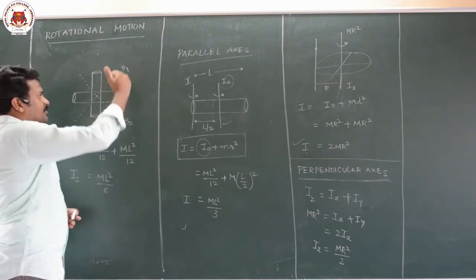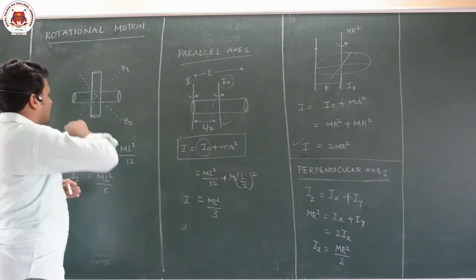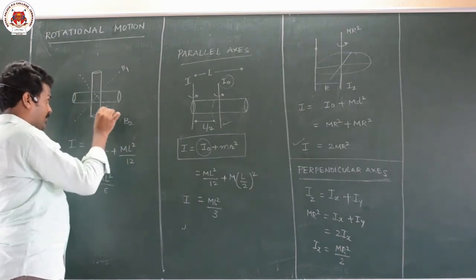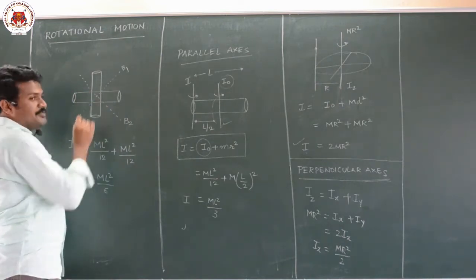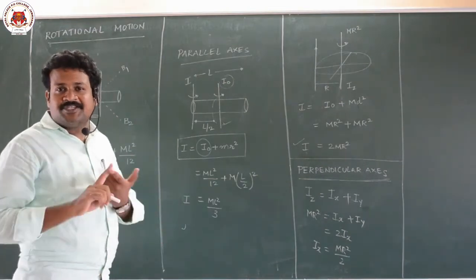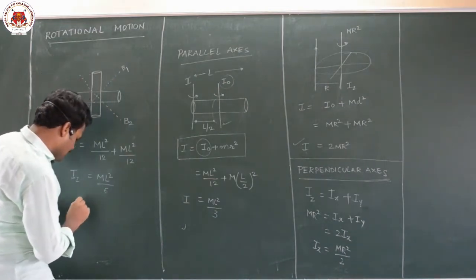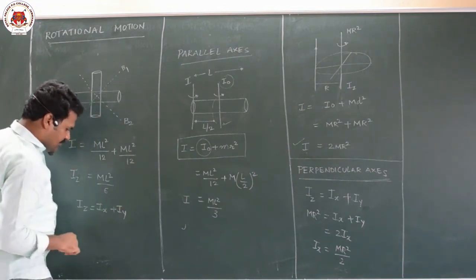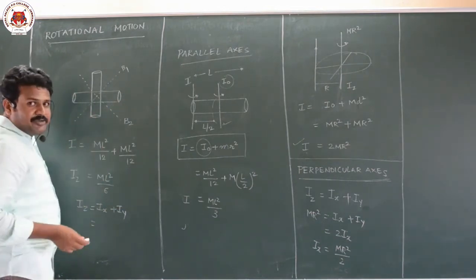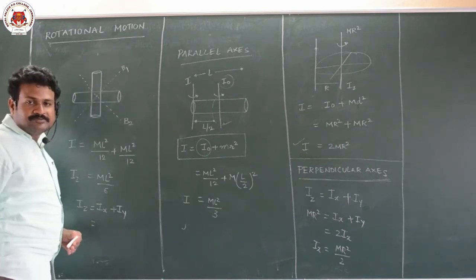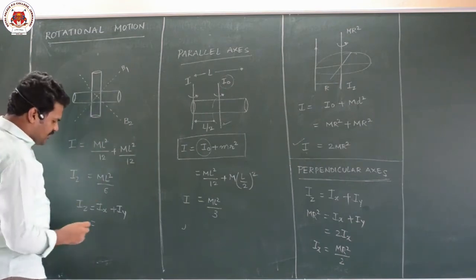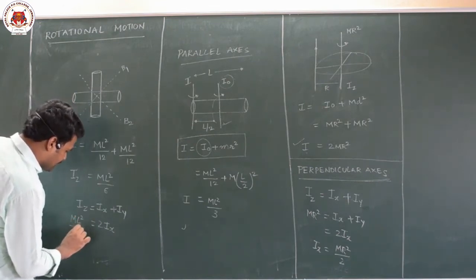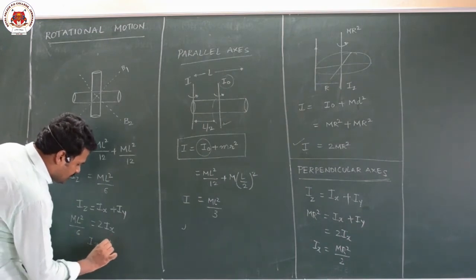But now I want it in the x and y plane. This I can take as x, this I can take as y, because all are perpendicular. So this is Iz, this I can take x, this I can take y. These two are perpendicular, so I can apply the perpendicular axis theorem. To apply it, three perpendicular axes are required, Iz, Ix and Iy. So Iz is equal to Ix plus Iy. Now both are equal, Ix is equal to Iy, because both are angular bisectors only. So I can write this as 2Ix equal to ml square by 6, then Ix is equal to ml square by 12.